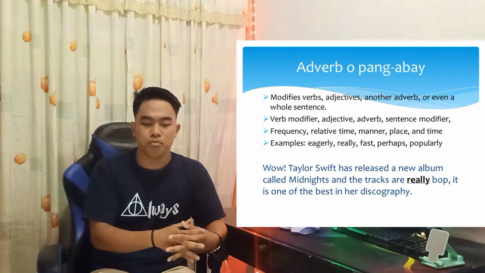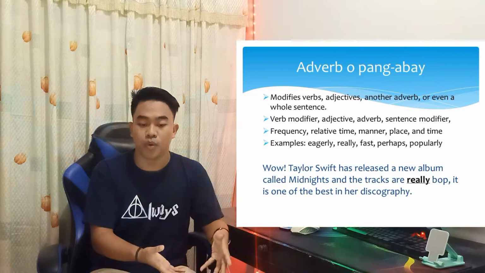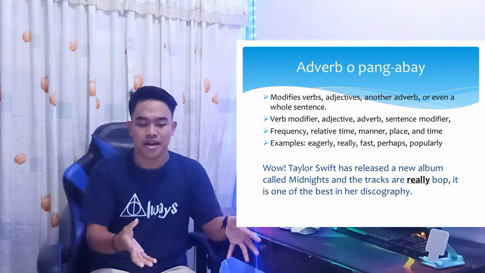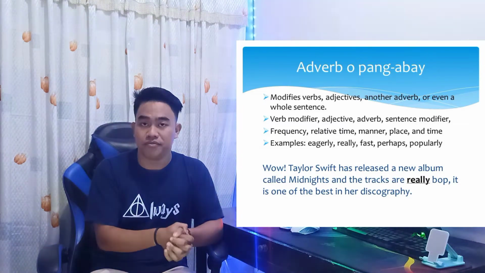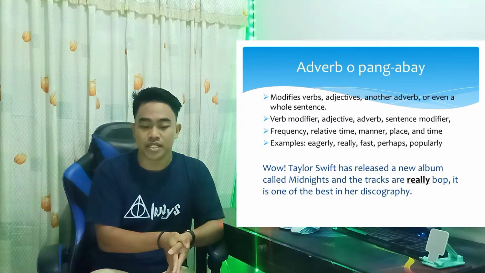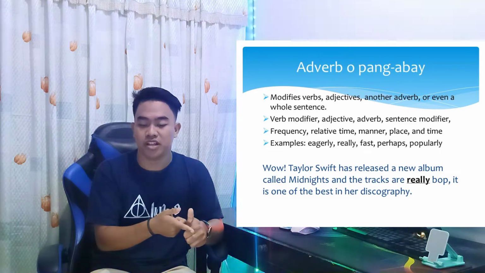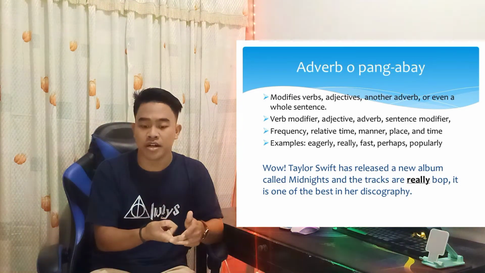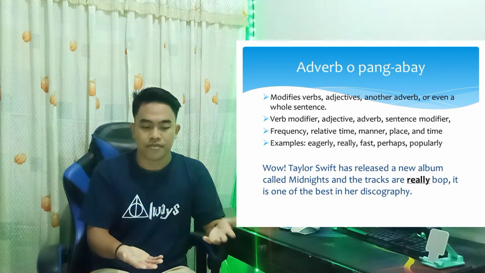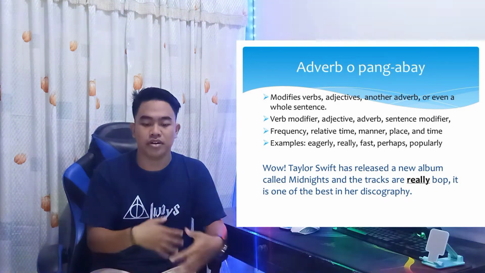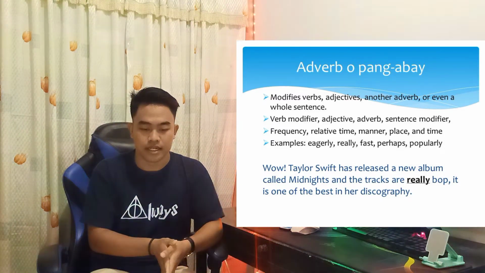Pang-abay or adverb modifies verbs, adjectives, another adverb, or even a full sentence. Well, there are of course types of it. We have verb modifier, adjective modifier, adverb modifier, sentence modifier, the adverb of frequency, adverb of relative time, adverb of manner, adverb of place, and adverb of time. For example, eagerly, really, fast, perhaps, popularly.